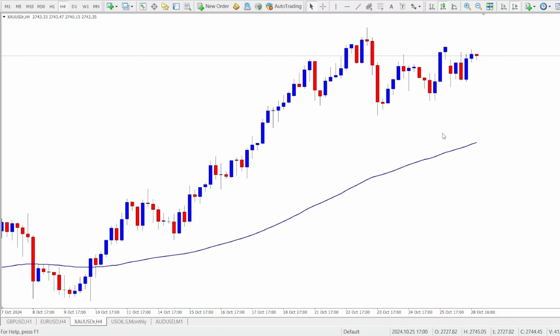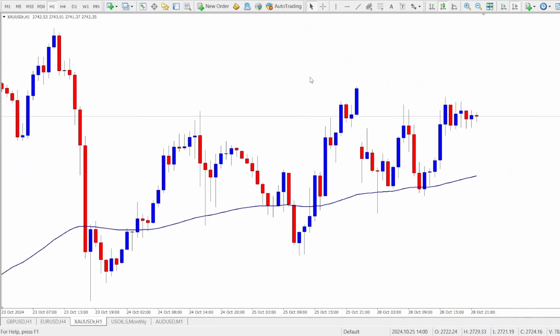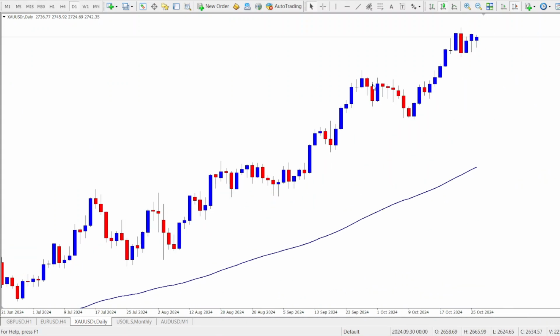So if it is the 4-hour time frame, it means the last 100 4-hour candles. That is going to mean the last 400 hours, because one candle represents 4 hours, right? So the last 100 candles means the last 400 hours on the 4-hour chart. Then on the hourly chart, it means the last 100 hours. For the daily chart, it's going to mean the last 100 days.